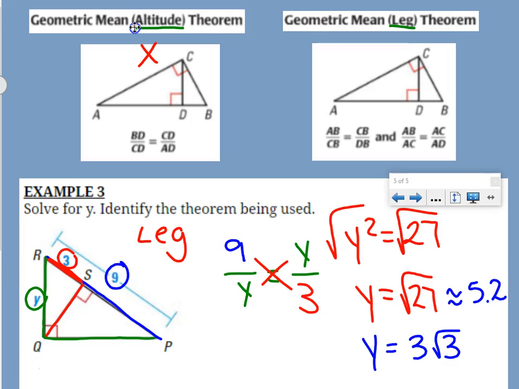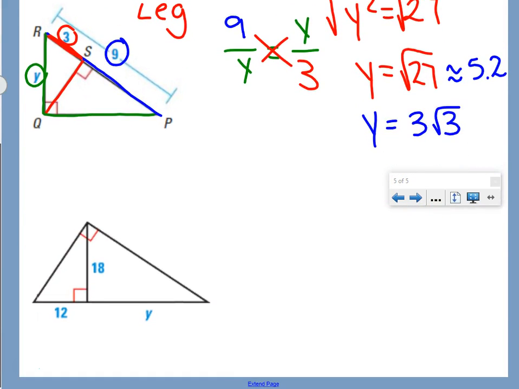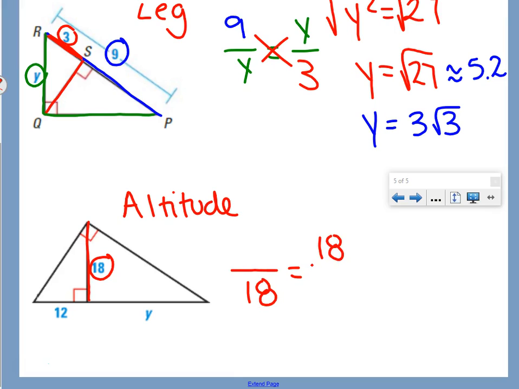The second example. First we check, are we given the altitude? Yes, we are. So we're using the altitude theorem, which I think is the easier one. The altitude is the geometric mean, so that goes on the bottom of the first ratio and the top of the second ratio. Then it's the geometric mean of the two pieces of the hypotenuse, so 12 and y. Cross multiply in order to get your answer.